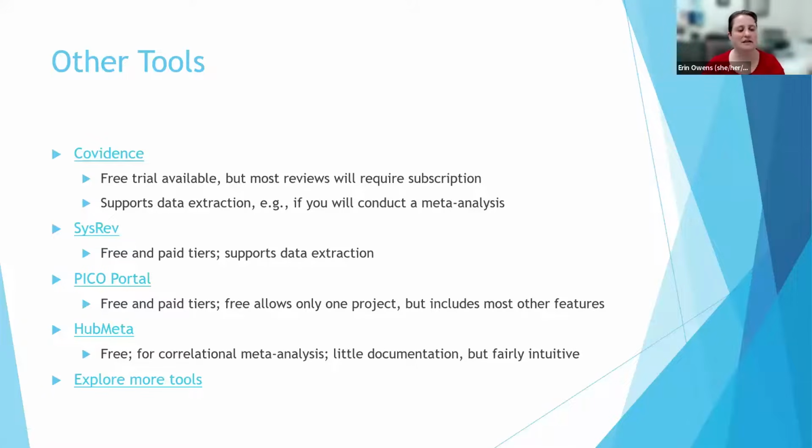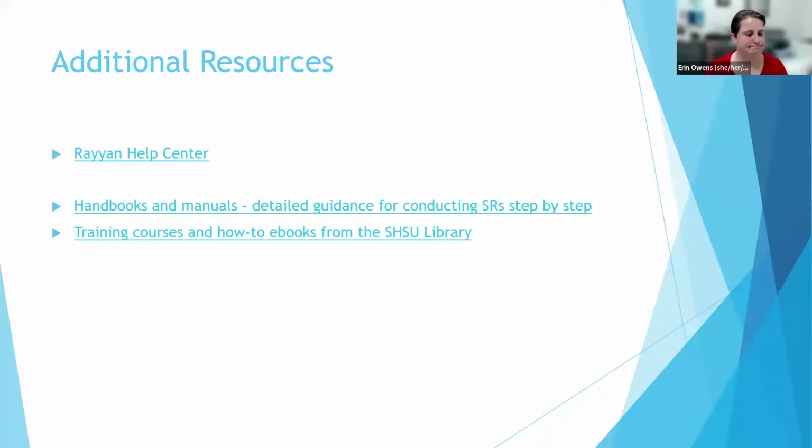So I've got links in there to some other tools if someone found that Rayyan didn't quite suit their needs. These might be other options to look at. Link to just a few other additional resources for you to have in the slides. The Rayyan Help Center is very good. We've got some different handbooks and manuals for like detailed guidance for doing systematic reviewing, and then various training courses and how-to ebooks from the library and things like that.